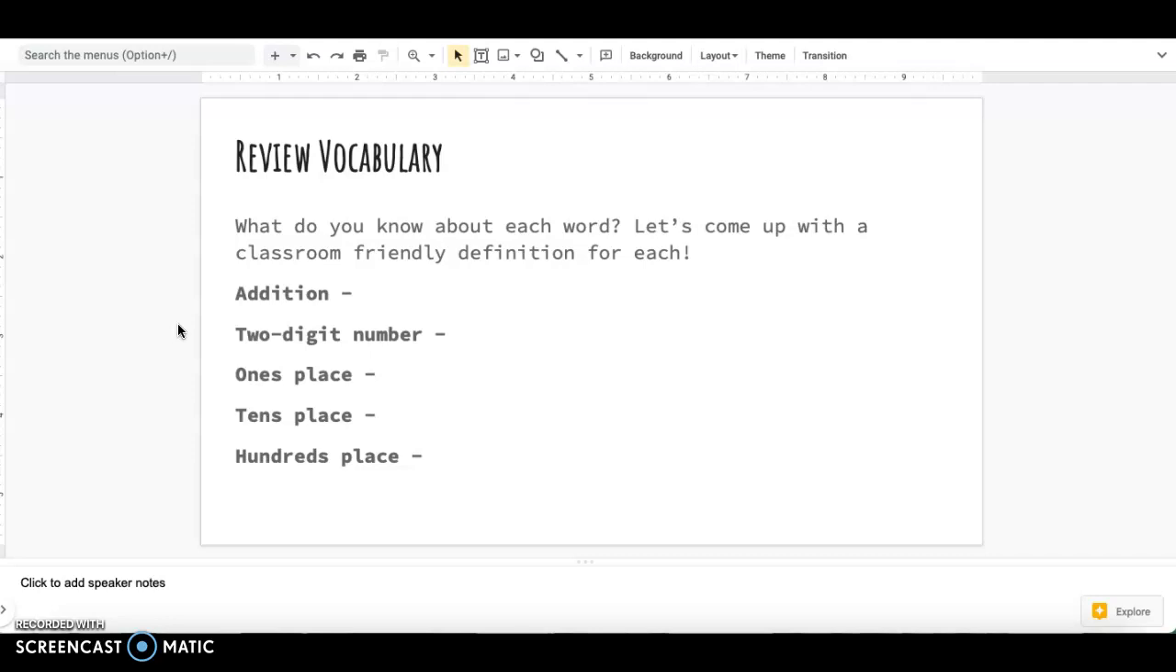Now these are all words that my students have been exposed to many times, and we've defined many times. And coming up with classroom-friendly definitions is definitely something that I find important for my second graders, as their vocabulary is often not caught up with the definitions in the curriculum book. So we would do this first together to review some important terms.